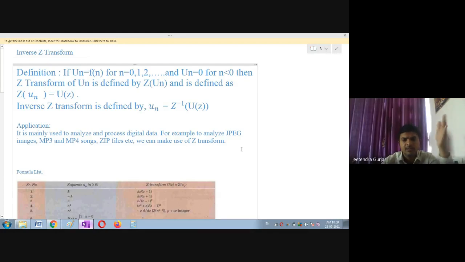To study the inverse Z transform, you have seen so many kinds of digital data. Yes, we process and analyze digital data by using the Z transform. You may ask how this is going to happen. There are so many mp3 files, mp4 files, and zip files, and the Z transform and inverse Z transform are also used with these types of files. Even image files we can convert using the inverse Z transform. Therefore we study the inverse Z transform.